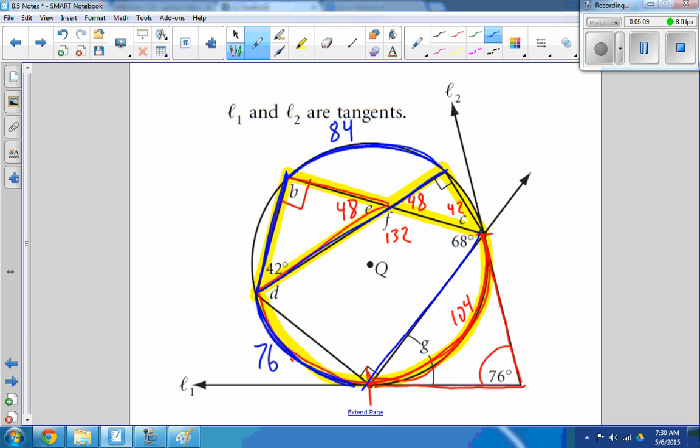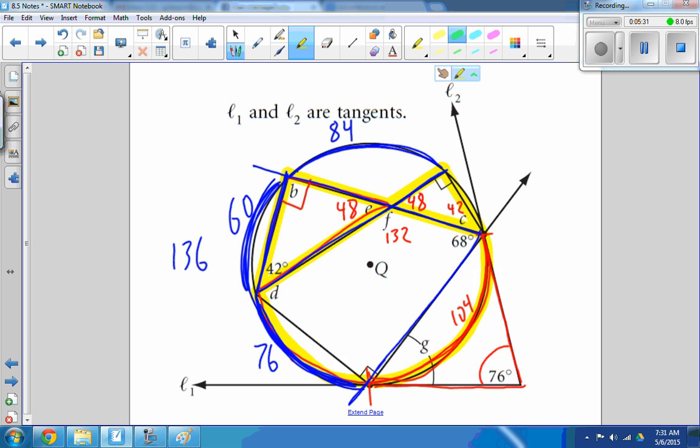This arc, sorry, this inscribed angle created this arc here. Twice that measure is 136, but this part of it is 76, so that means this part here has to be 60. And then we know this has to add up to 180 because the other half added up to 180. So that gives us this arc here is 36 degrees.